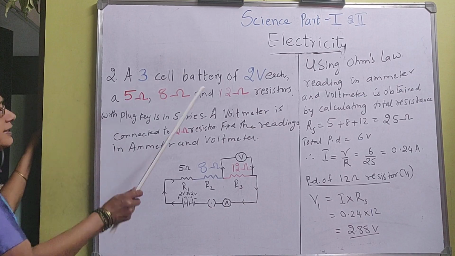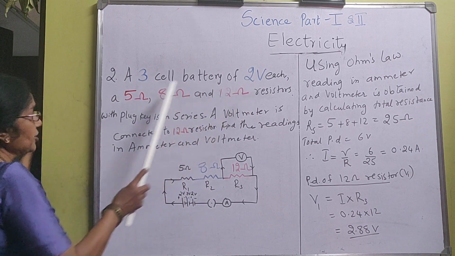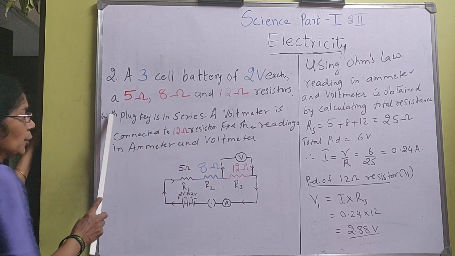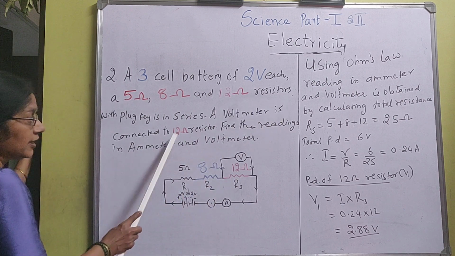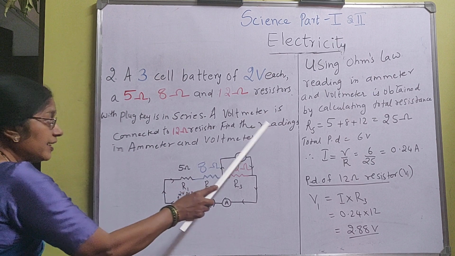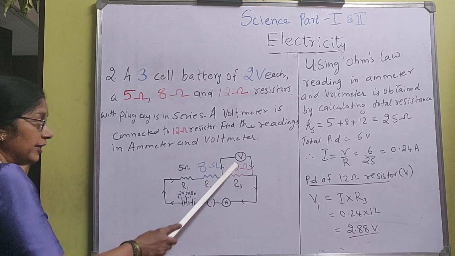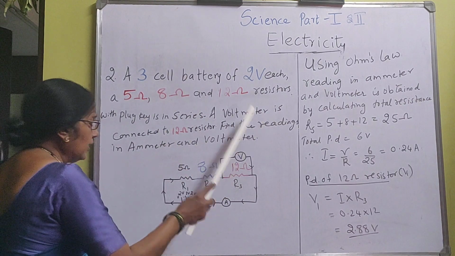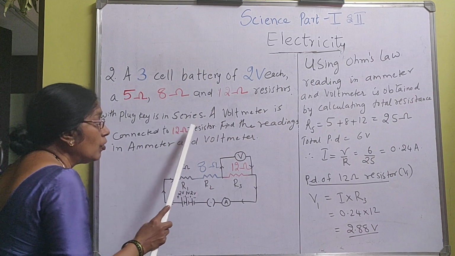Now look here, let us see the second sum. A 3-cell battery of 2 volt each, a 5 ohm, 8 ohm and 12 ohm resistors with plug key is in series. A voltmeter is connected to the 12 ohm resistor. We have to find out the reading of the 12 ohm resistor when it is connected with ammeter and voltmeter. So we have to find out the reading in ammeter and voltmeter for only the 12 ohm resistor.